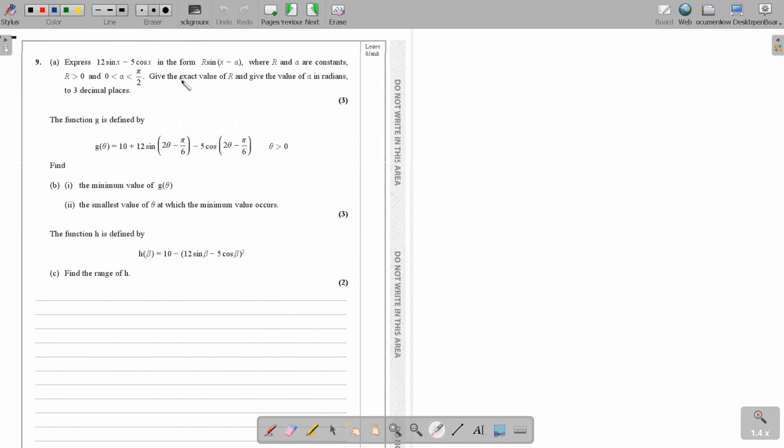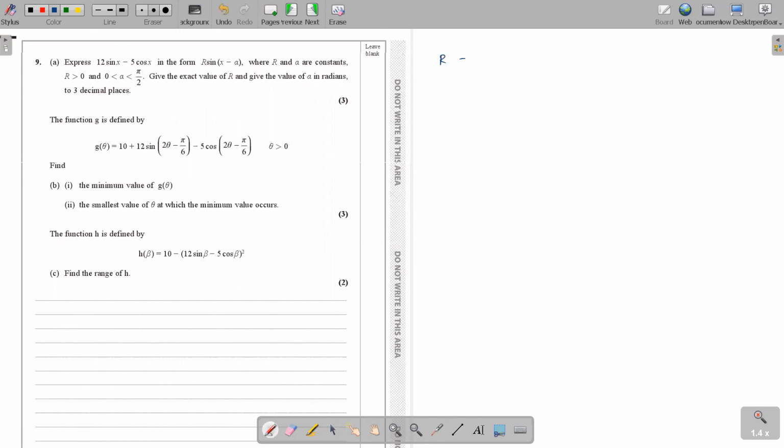Okay, so moving on to question number 9. Express 12 sin x minus 5 cos x in the form r sin(x minus alpha). R is a positive constant and alpha is in radians between 0 and pi over 2. So we need to find the exact value of r and the value of alpha.